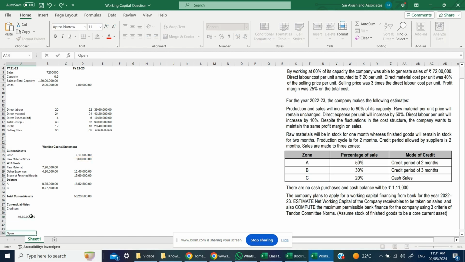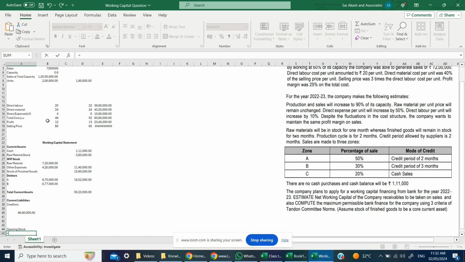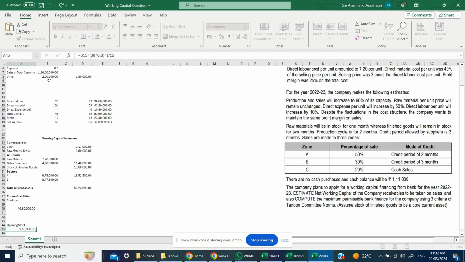Let me prepare a small working note for opening stock of raw materials. How do I get that? Opening stock would be total raw material for the first year. Material cost per unit into the number of units which they had produced then, which was 2 lakh into 60%, correct? So 2 lakh into 60%. This is what they had produced, but that was for the entire year. Now I need it only for 1 by 12. So this is my opening stock. So consumption plus closing stock minus opening stock will give me total purchases for the year.